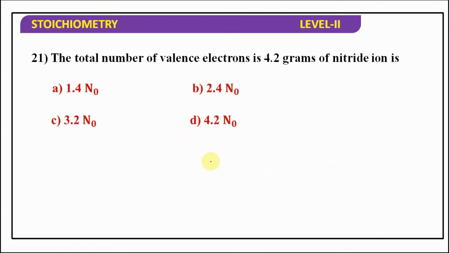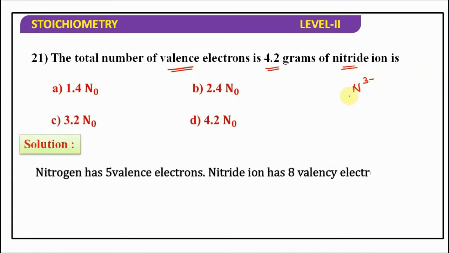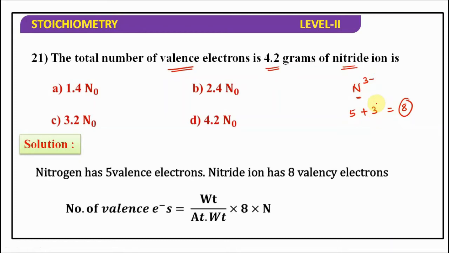Now the total number of valence electrons in 4.2 gram of nitride ion. Nitride is N3 minus. Just now I have told you, right? Generally nitrogen has how many valence electrons? 5. But 3 minus means 5 plus 3, addition of 3 electrons. So how many valence electrons do we have now? 8 valence electrons. Nitride ion has 8 valence electrons.